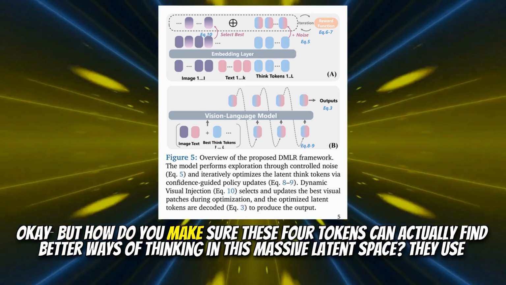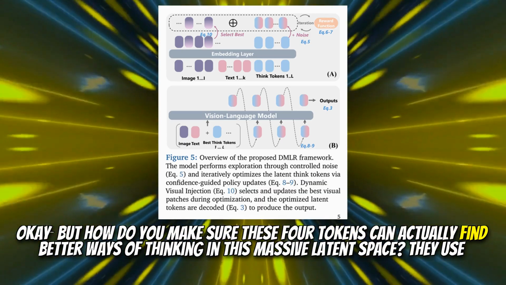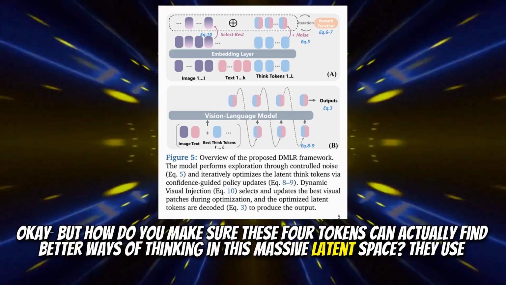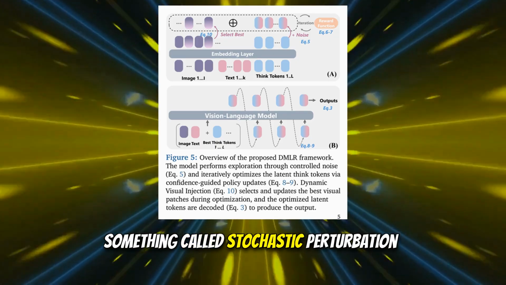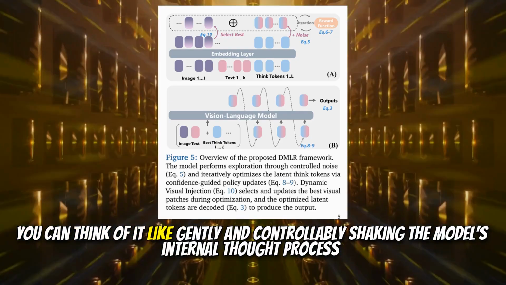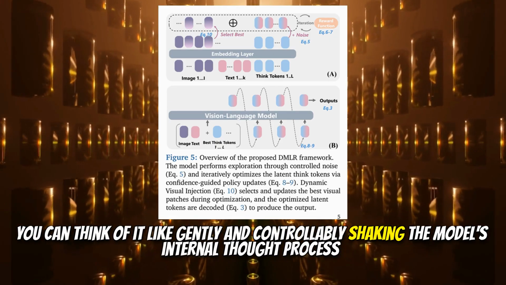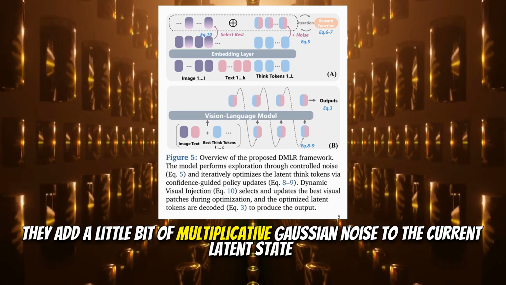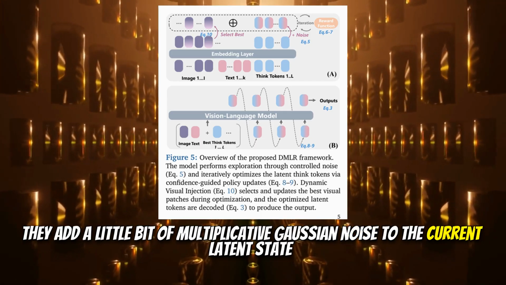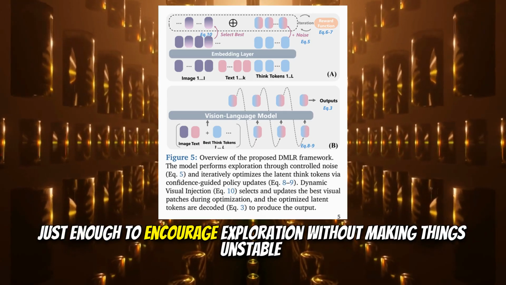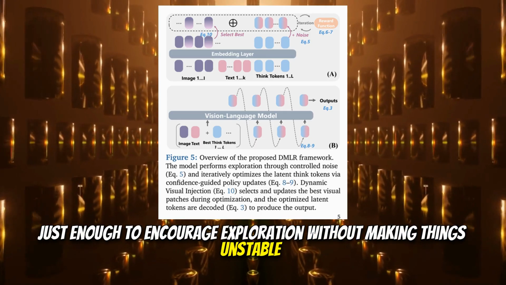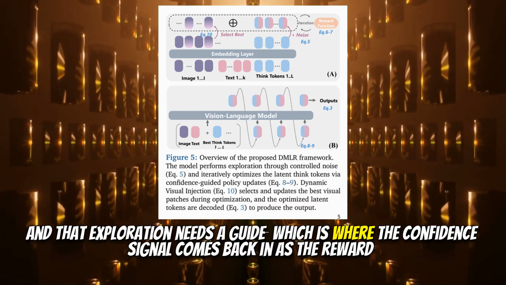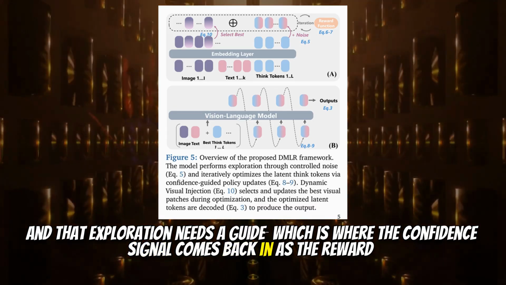Okay, but how do you make sure these 4 tokens can actually find better ways of thinking in this massive latent space? They use something called stochastic perturbation. You can think of it like gently and controllably shaking the model's internal thought process. They add a little bit of multiplicative Gaussian noise to the current latent state, just enough to encourage exploration without making things unstable. Exactly. And that exploration needs a guide, which is where the confidence signal comes back in as the reward.